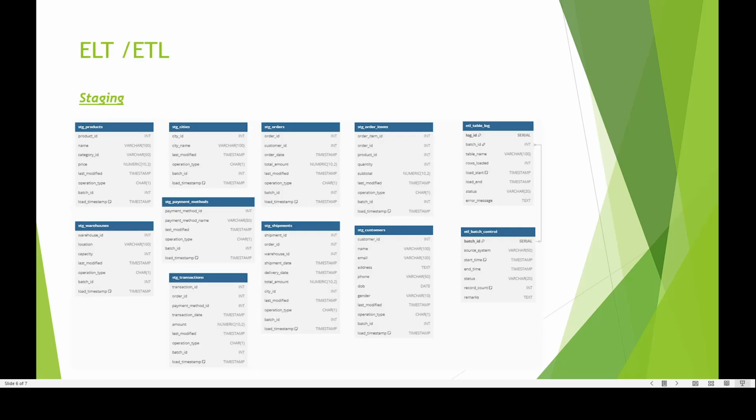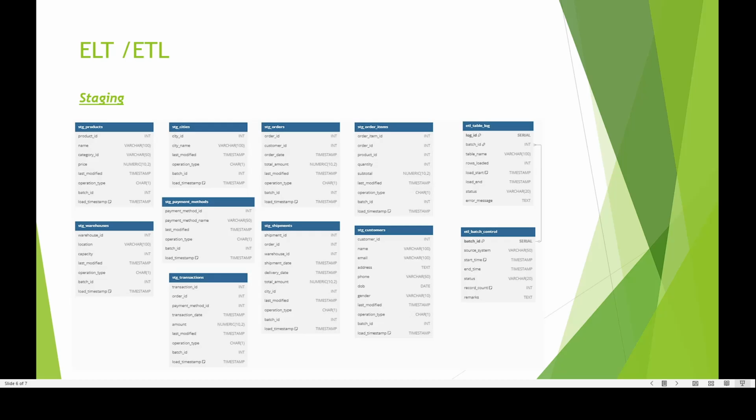Okay, ETL and staging, that's where we are going next, and that's the most important part right now. What are we doing in ETL in the staging area? Basically, we are just copying the same tables that we have in our source OLTP and adding a couple of columns to that. For example, batch ID, operation type, and load timestamp. Operation type is insert, update, or delete.